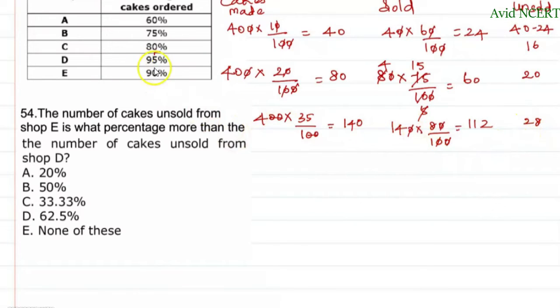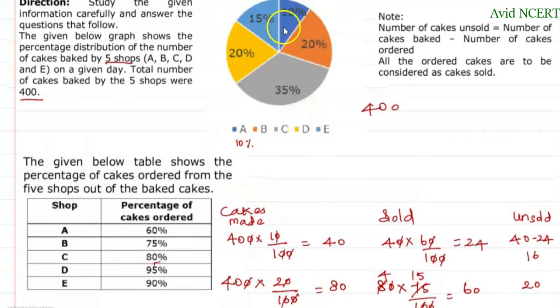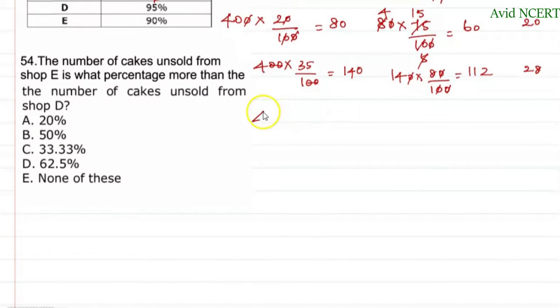And now for shop D, which is 20%. They made 20% of cakes out of the 400. You can also find it like this: 10% is 40, so 20% is 80. Or you can also divide by 5, which is 80. So there are multiple methods to find the percentage value. The zeros get cancelled, and 2 times 40 is 80.